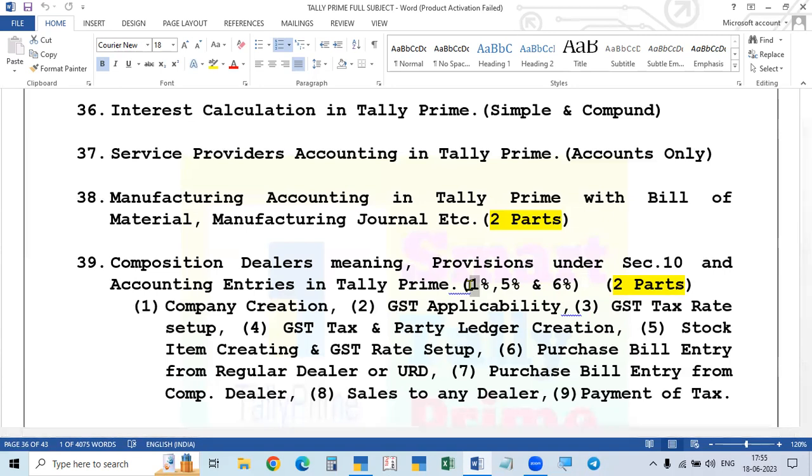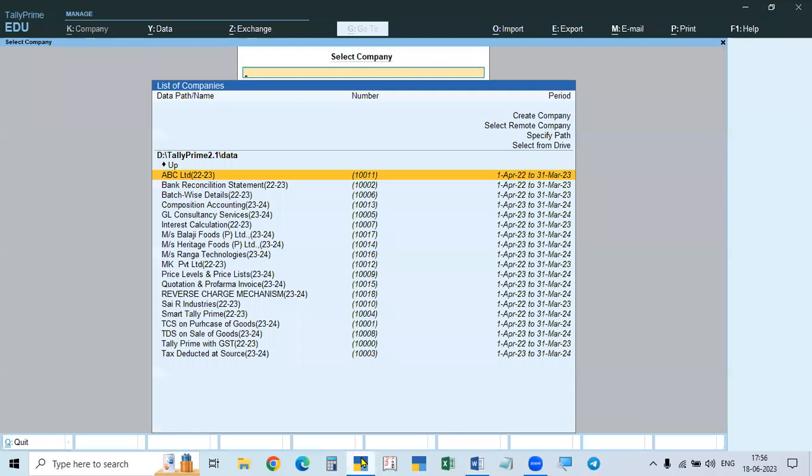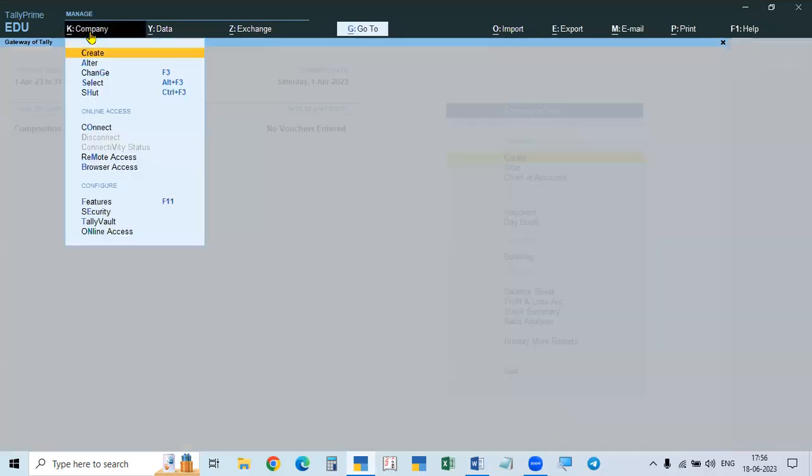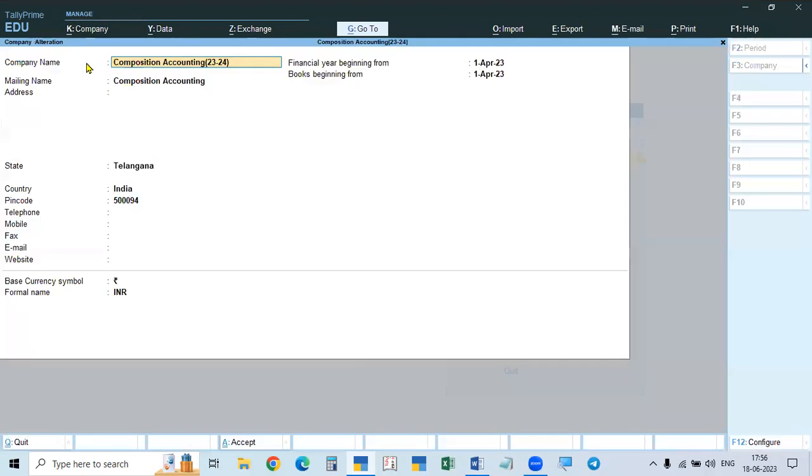Okay. Now, how will the composition dealer maintain the books? They need not maintain any books, but anyhow, for their own purpose, they will write the books of account, isn't it? So how will this be entered in Tally Prime? We will go to this one. I already created a company. Company creation is everything the same. We have to do composition accounting. See here, go to alter.